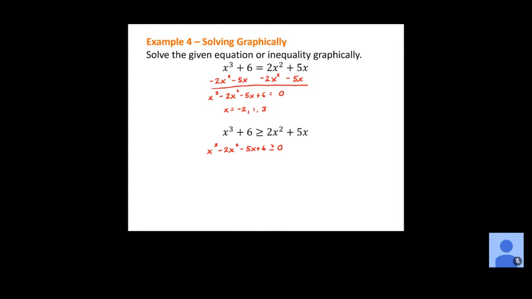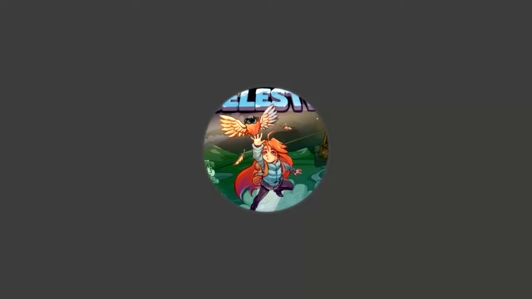Now, we're still going to be able to use our graph to figure this out. This time, though, instead of just having those specific values where it's equal to 0, we're trying to find all the values on that graph, all the x values, where this graph is either greater than or equal to 0. So again, let's switch back over to Desmos. It's going to be the same function that we already had graphed there.